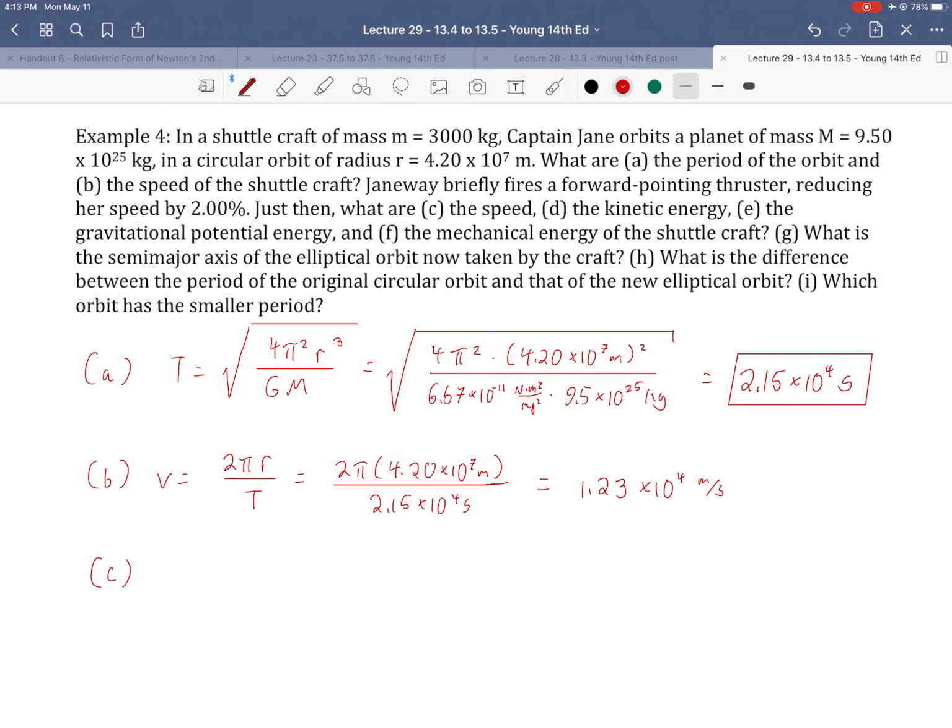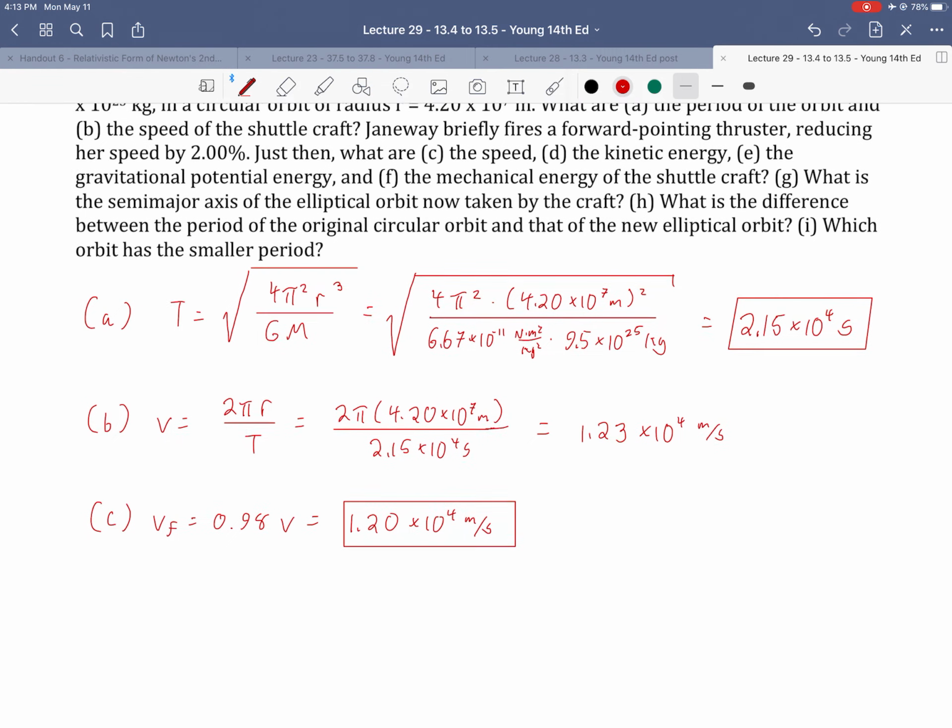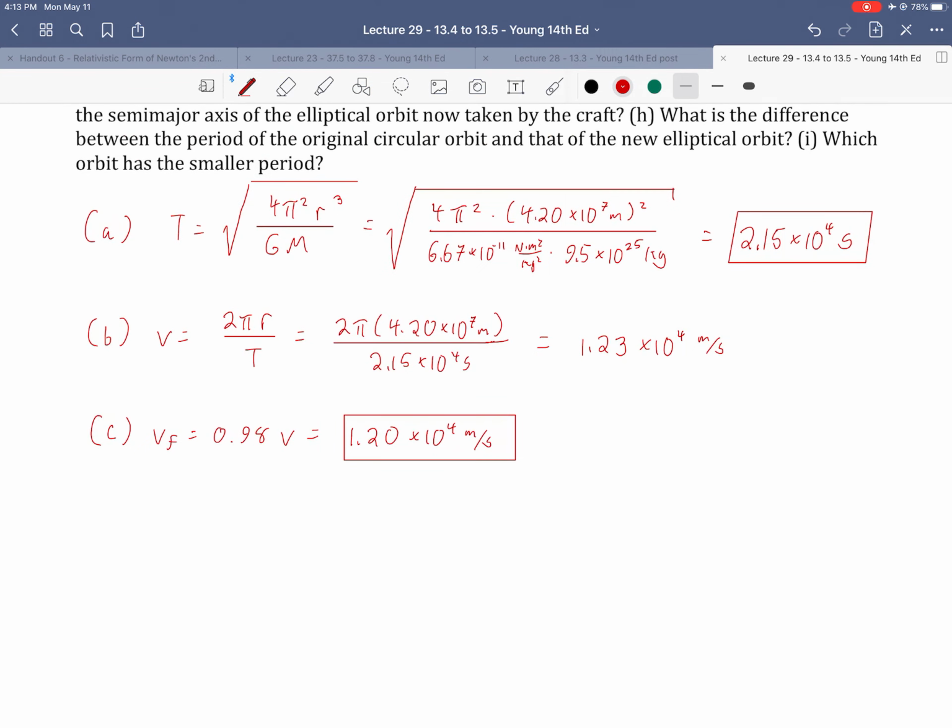So if we're going to reduce the speed by 2%, we'll call this V final, which is going to be 0.98 times V, which is just going to be 1.2 times 10 to the 4. So it's 2% less. And then the kinetic energy, going to part D. The new kinetic energy is going to be 1/2 m V final squared.